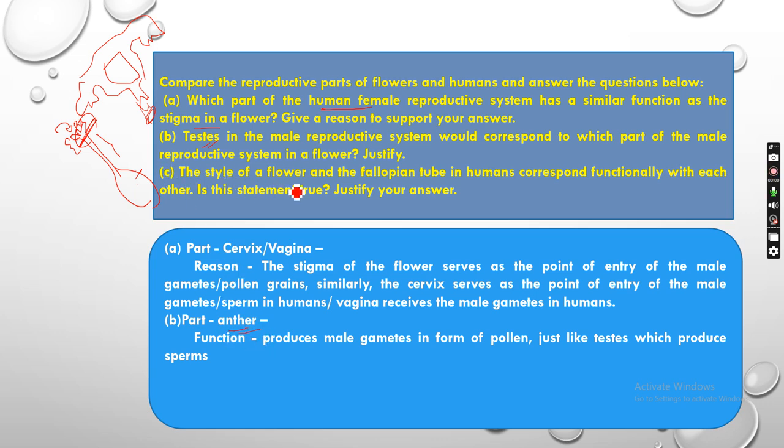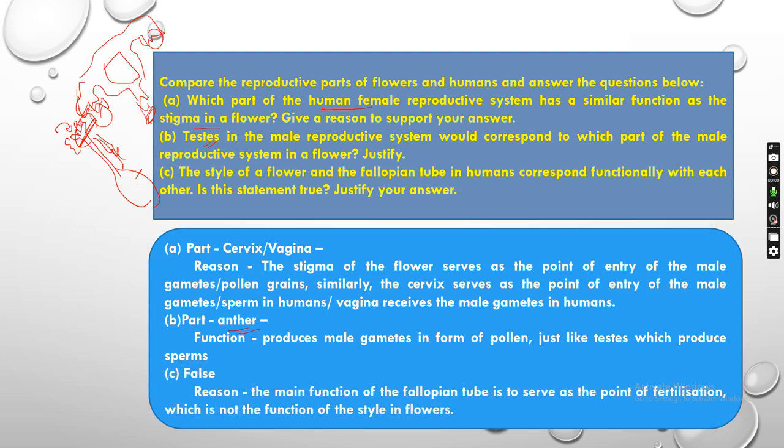Third one, the style of a flower, so that means this part, and the fallopian tube in humans, this is the fallopian tube, right? They correspond functionally with each other. Is this statement true? Justify your answer. They are asking whether the functions of the style of the flower and the fallopian tubes are the same. Fallopian tubes and the style, their functions are not the same. So the answer will be false.